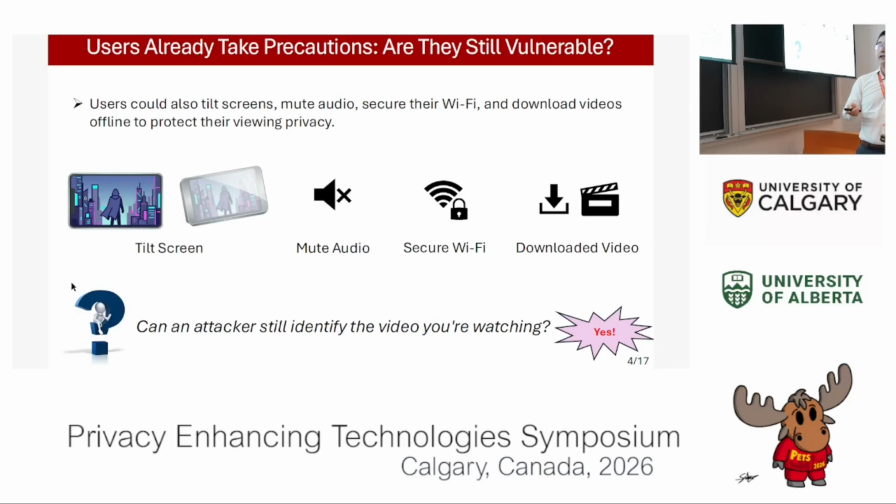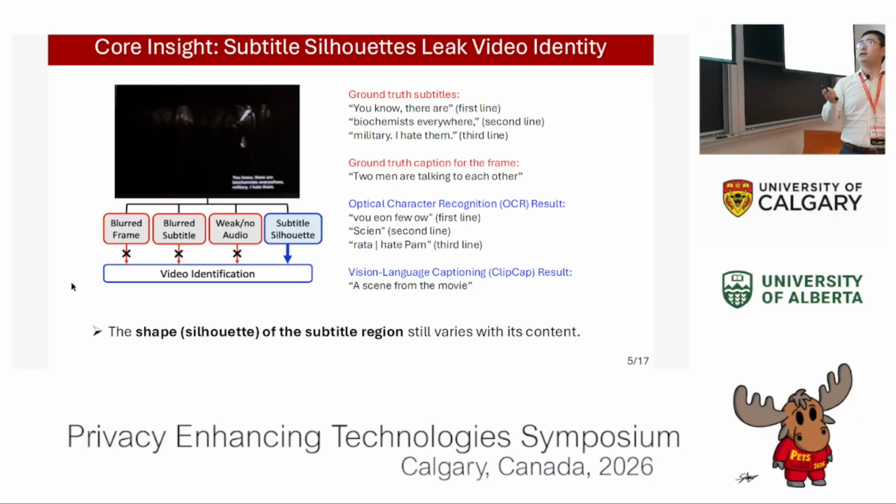Then the question is: can attackers still identify the video you are watching? Our work answers the question: yes. Let's see how we do that. First, let me give you just a frame. This frame has a blurred subtitle, and you have no access to the audio. So what do you do? If you are a machine learning person, the first thing in your mind is to utilize OCR to recognize optically sensed content into machine-recognizable text.